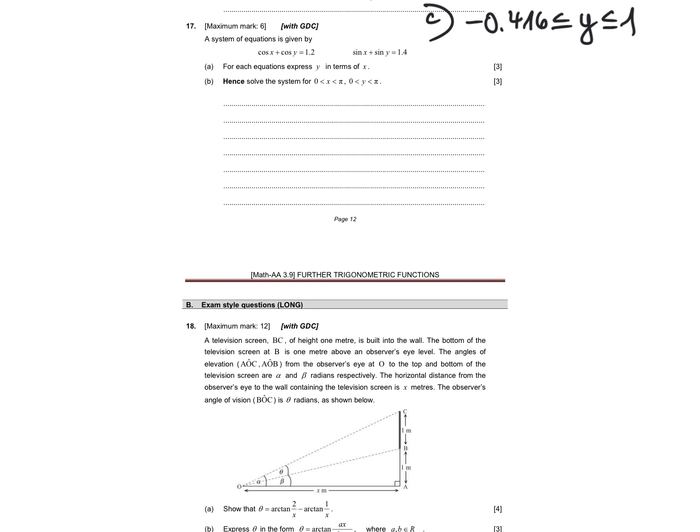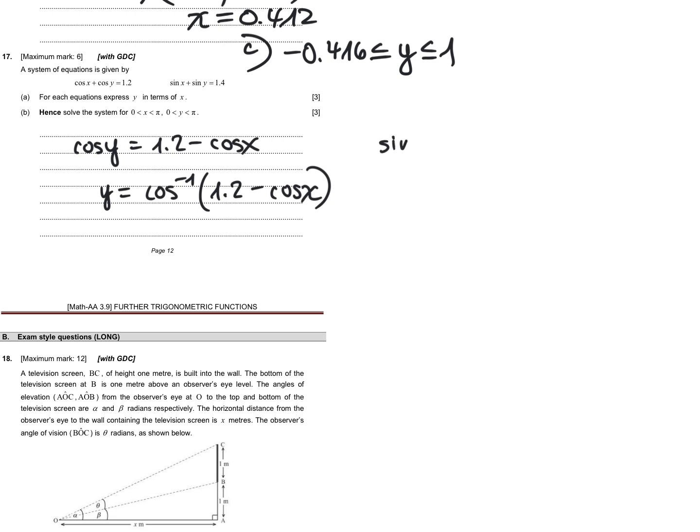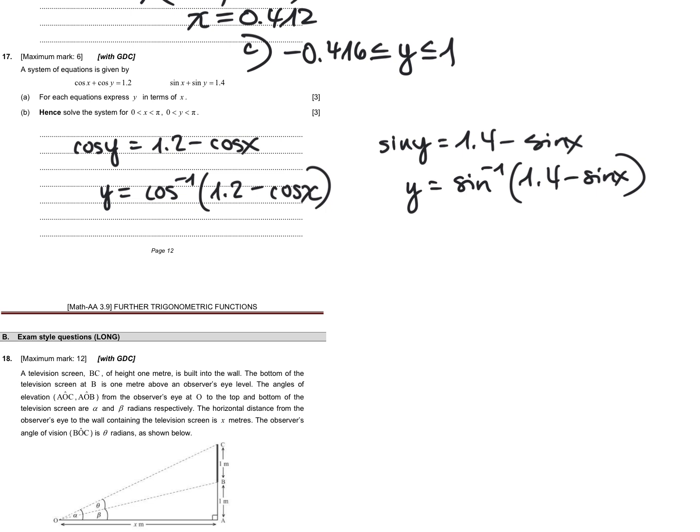The system of equations is given by that. For each equation, express y in terms of x. So we're going to have cosine y equals 1.2 minus cosine x. And then we need to do the inverse cosine of 1.2 minus cosine x. And then the second one, we've got sine y is 1.4 minus sine x, and then we've got inverse sine, like that. Okay, so that's A.